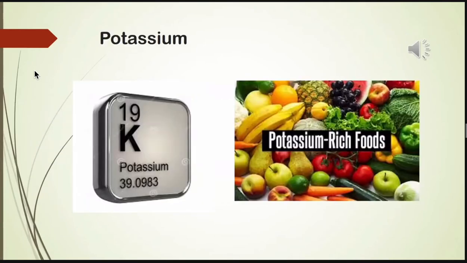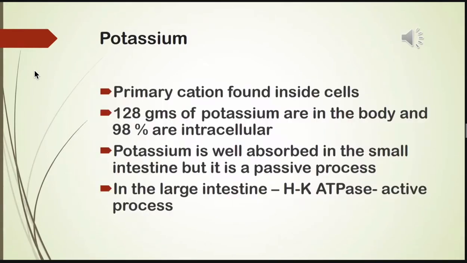The next mineral for discussion is your potassium. Potassium has the atomic number of 19 and an atomic weight of 39.0983. Potassium-rich foods would include your bananas, your apples, and your pineapples. And even your coconut water will have a sufficient amount of potassium. Potassium is the primary cation found inside of your cells. About 128 grams of potassium are in the body, and 98% is intracellular.